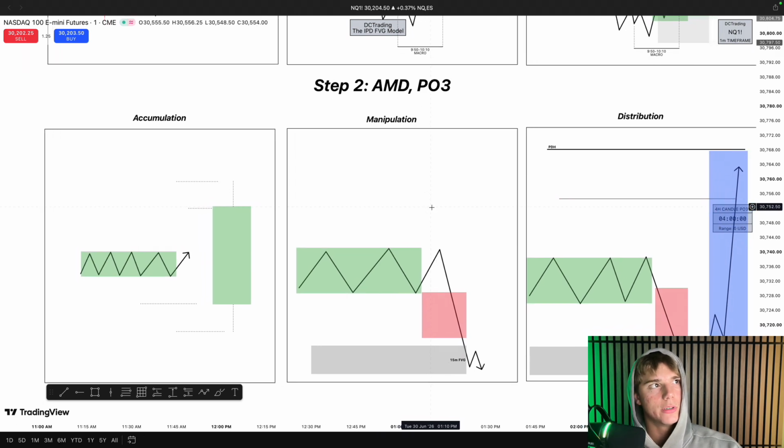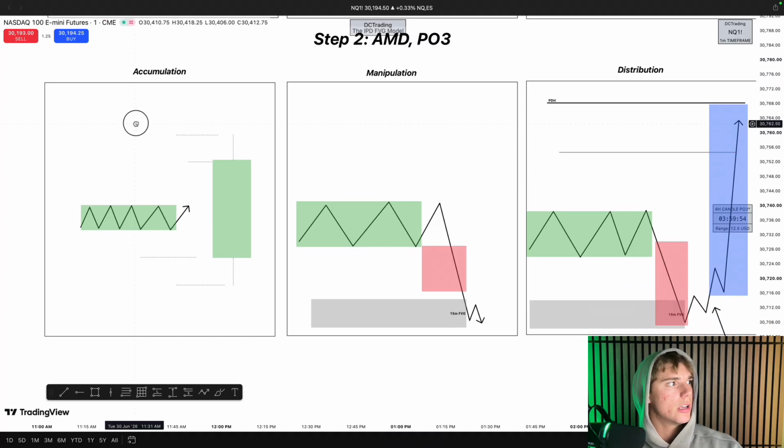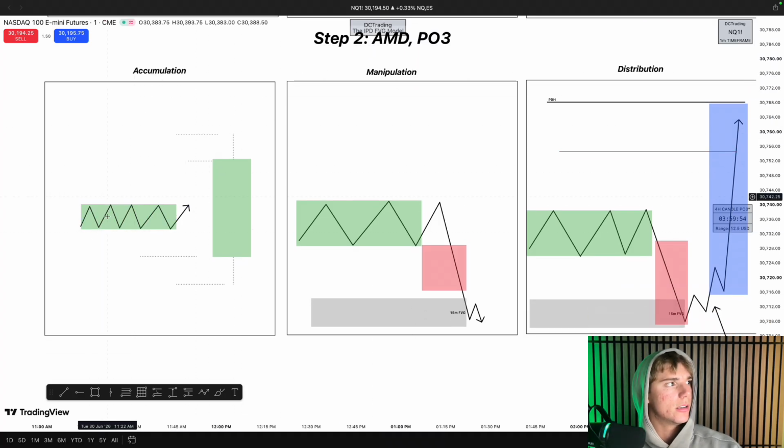Now, step 2 is going to be determining your accumulation, manipulation, and distribution. So, as you can see, accumulation is going to be price generating buy side and sell side liquidity. Why is this important? Because every 4-hour candle moves exactly like the power of 3: accumulation, manipulation, and distribution. Right? The candle opens, that's an accumulation. It manipulates down, preferably into a 15-minute fair value gap, distributes up, and then closes back down.